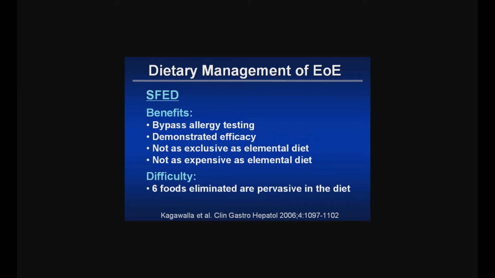I mean, this is empiric removal of the major food allergens. It's been demonstrated in more than this study to be effective. It's not as exclusive as the elemental diet. In other words, you have other foods in your diet. And it's not as expensive, because elemental formulas can be very expensive. But the difficulty is that the 6 foods that are eliminated, and really more than that, are pervasive in the diet. So it's not all that simple of a diet to follow.